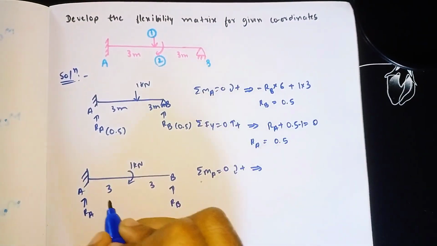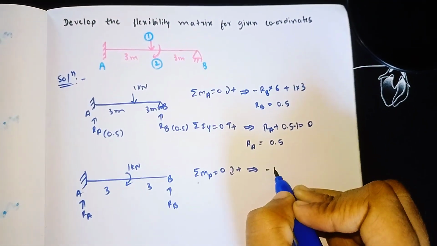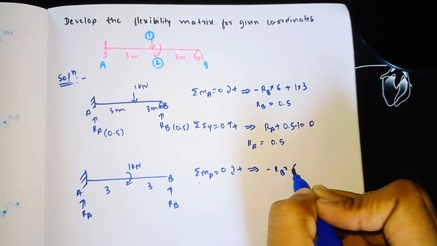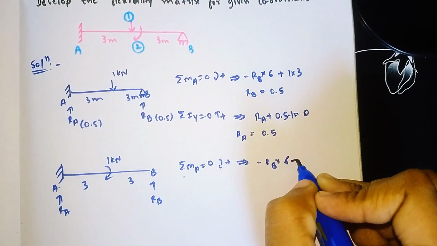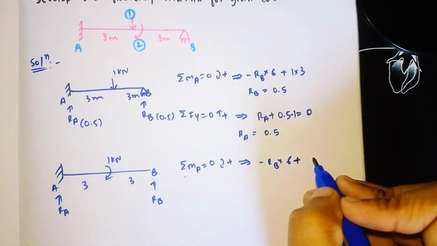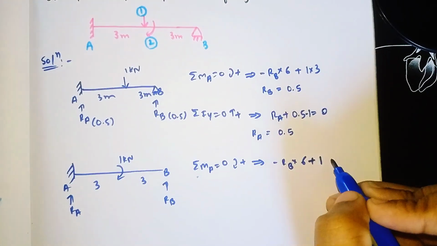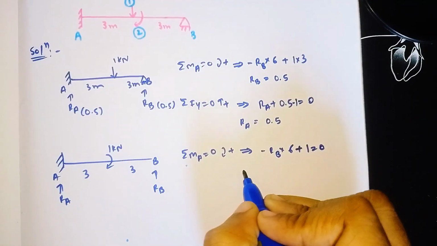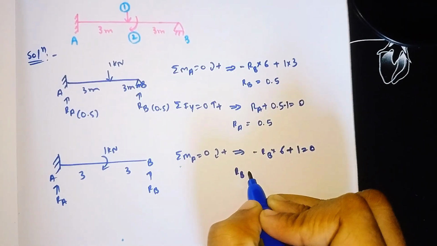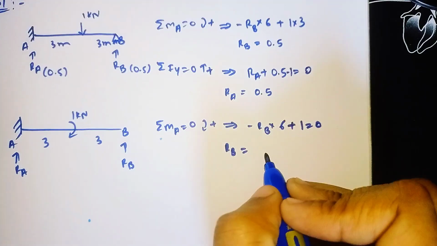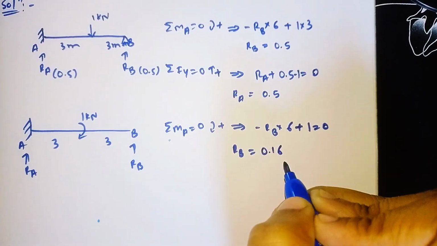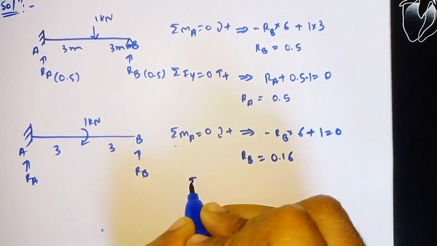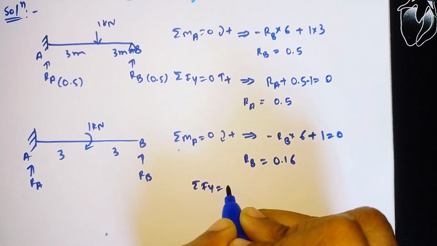So RB is moving anti-clockwise at a distance of 6 meters. So minus RB into 6 plus here the unit moment of 1 kilonewton is acting. It is clockwise. So plus 1 is equal to 0. So now simplify it. Our RB will come out as 0.16.